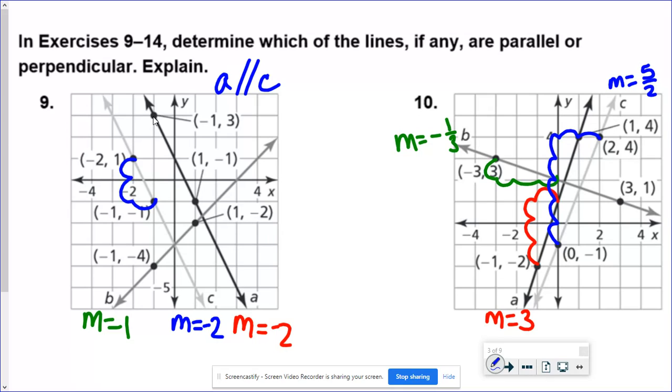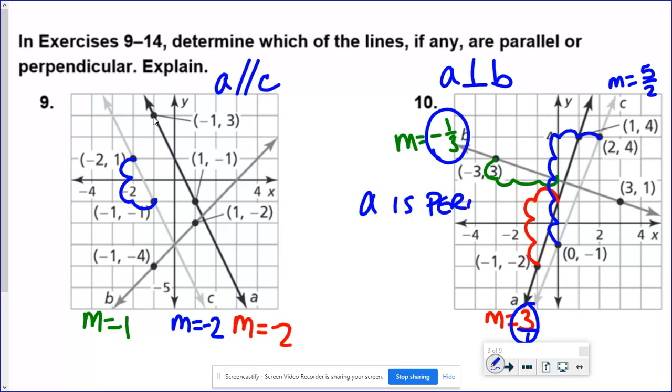So none of my slopes match, which means I don't have any parallels. However, negative 1/3 and positive 3 over 1, those are opposite signs and reciprocals. So that means that A and B are perpendicular. So again, I really like to use my symbols like that, but you could just say A is perpendicular to B. Lowercase, sorry.